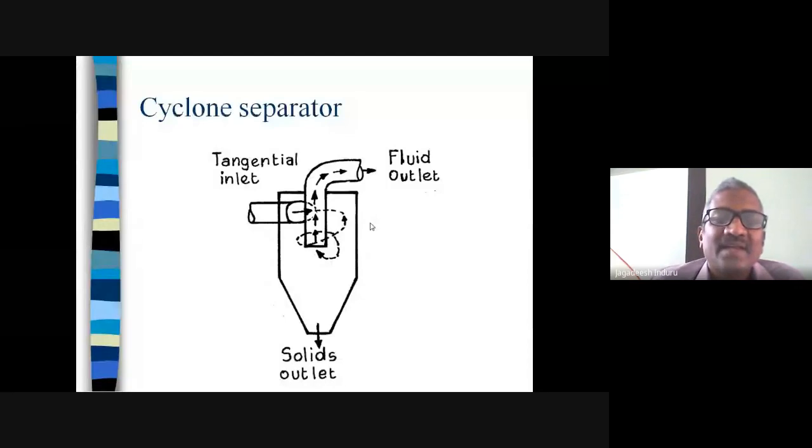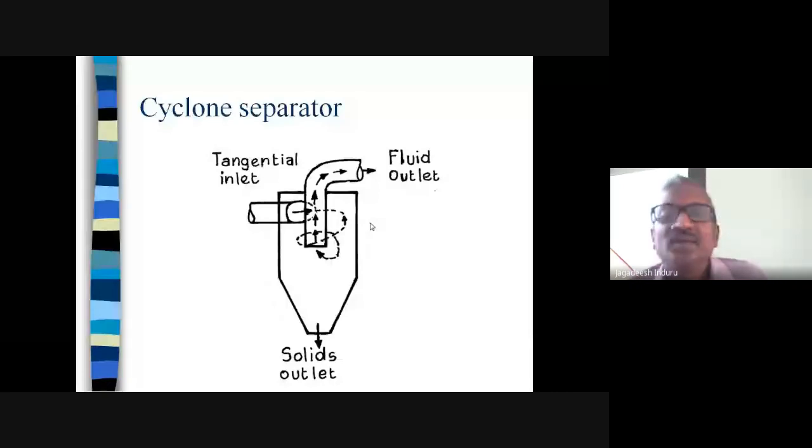We are creating an artificial cyclone in a small cylindrical container, and we are going to use it to produce a centrifugal effect. Because of the centrifugal effect, you are going to get a separation by size.